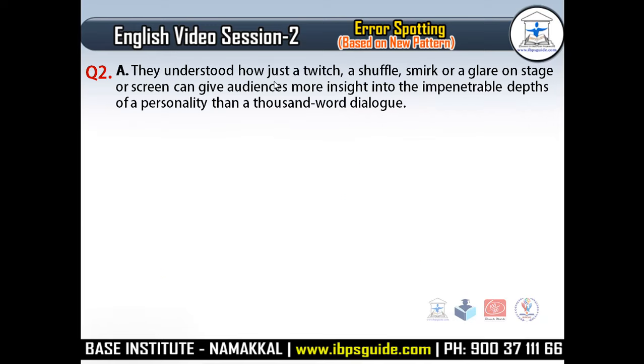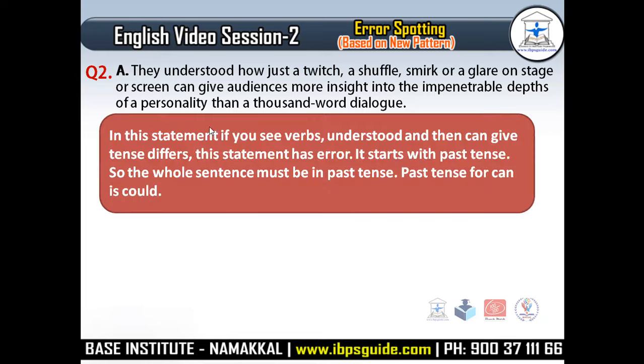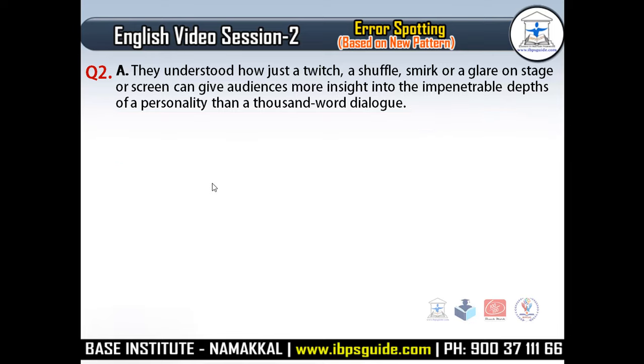Second question, first statement. They understood how a twitch, a shuffle, smirk or a glare on stage or screen can give audiences more insight into the impenetrable depths of a personality than 1,000-word dialogue. In this statement, if you see the verbs understood and then can give, the tense differs. So, the statement has an error. It starts with past tense. So, the whole statement must be in past tense. So, the past tense of can is could.